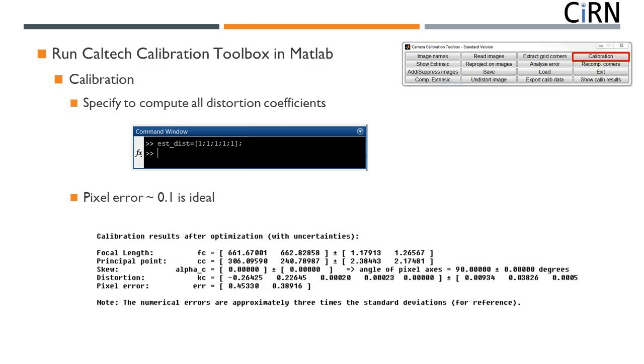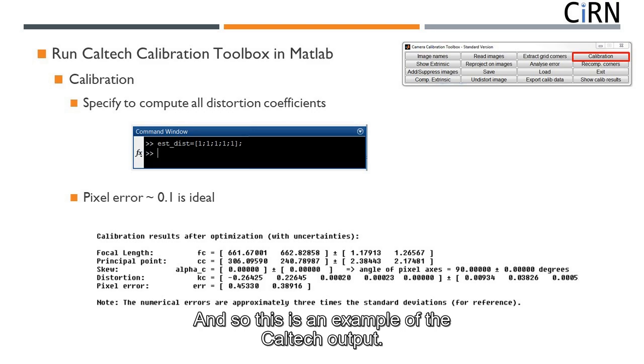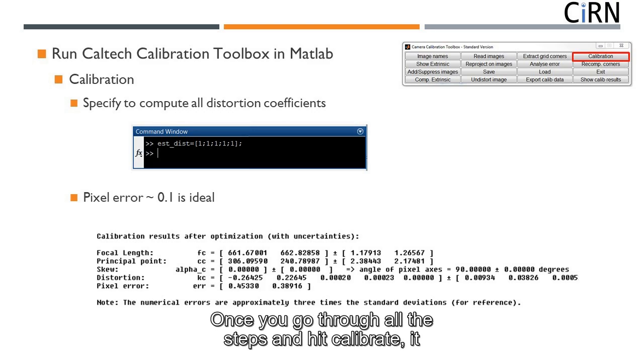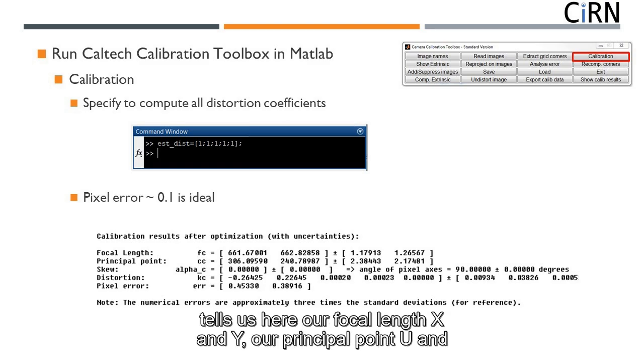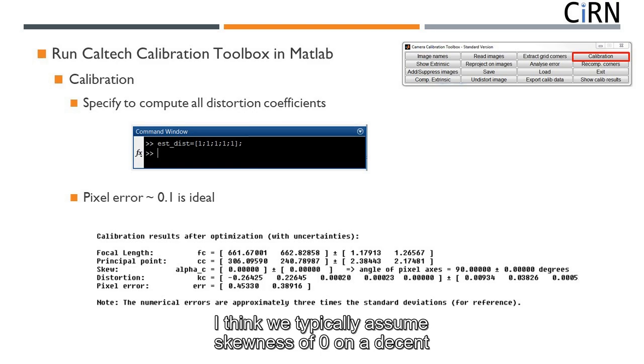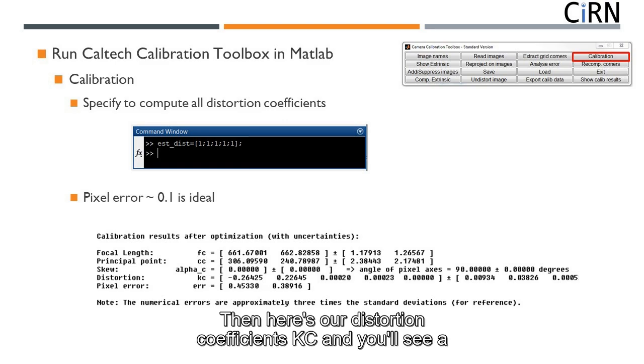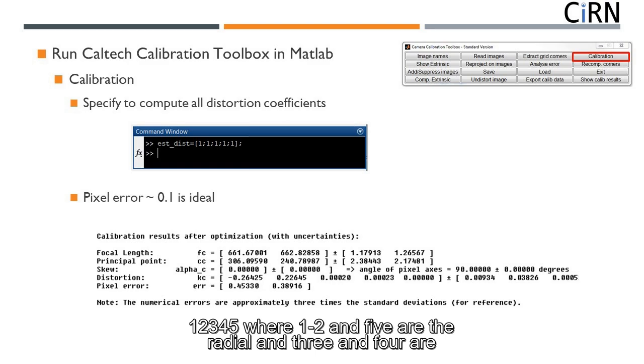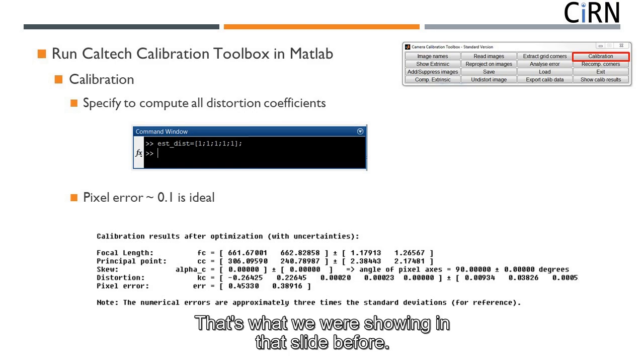This is an example of the Caltech output. Once you go through all the steps and hit calibrate, it tells us our focal length, X and Y, our principal point, U and V, X and Y, skewness. I think this is set to 0. I think we typically assume skewness of 0 on a decent camera. And then here are our distortion coefficients, KC, and you'll see 1, 2, 3, 4, 5, where 1, 2, and 5 are the radial, and 3 and 4 are the tangential. That's what we were showing in that slide before.